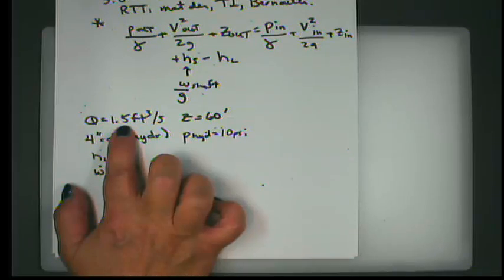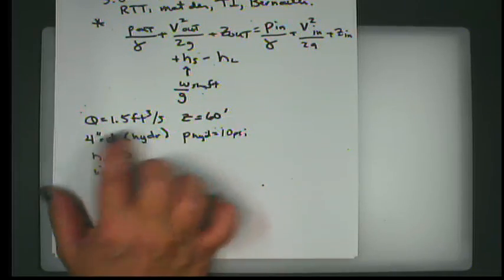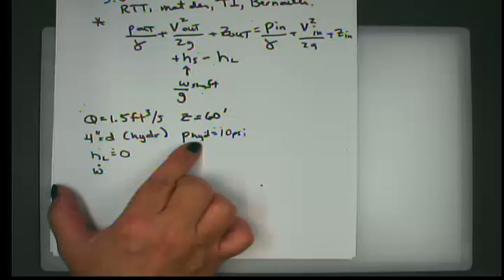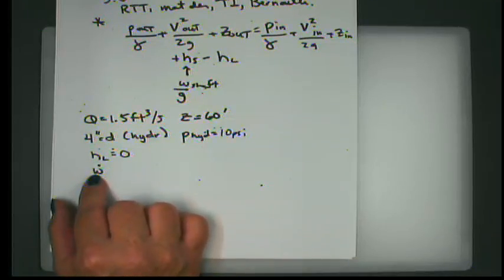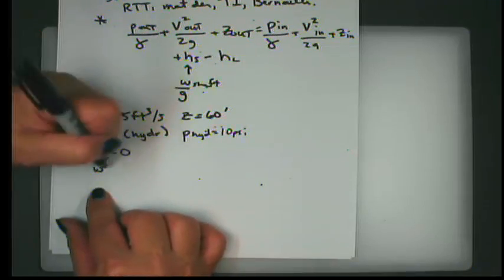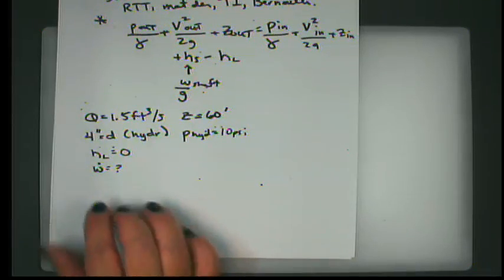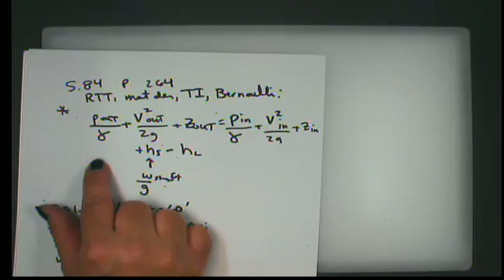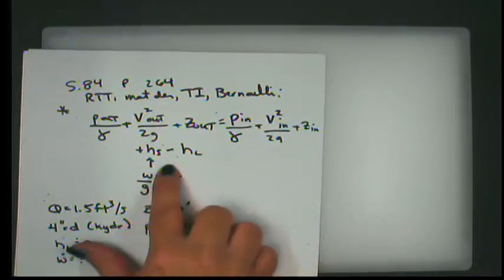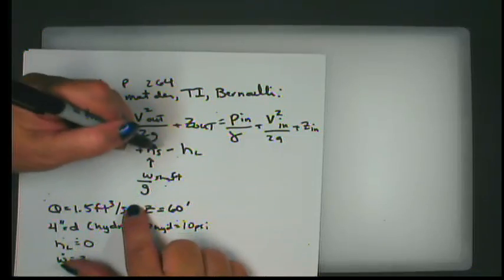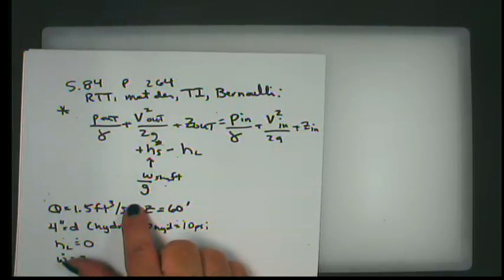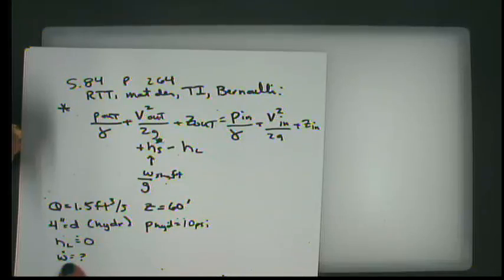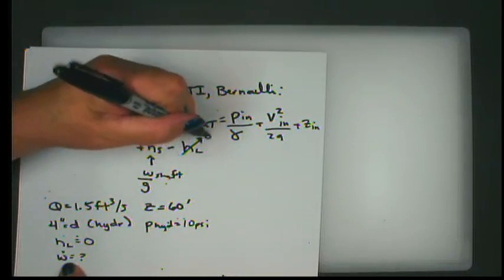Q is 1.5 cubic feet per second. Z is 60 feet. We have a 4-inch diameter hydrant, and the pressure at the hydrant is 10 psi. Our head losses are 0, and we wish to know what our W dot is. All right, so we can look at this in terms of all of these terms that we have written down here. This is what we're getting at. This is what we wish to solve for. We'll have to get it into some form that has acceptable units, but we're told that this is equal to 0.